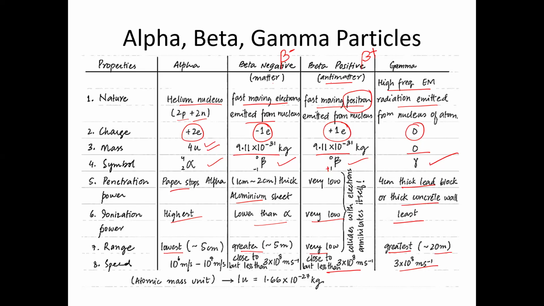You must be knowing about all of these properties. Yes, gamma rays can be completely stopped by lead or concrete. But if their thickness is less than 4 or 5 centimeters, it is going to stop only part of the gamma rays, but the majority of the gamma rays can still pass through.